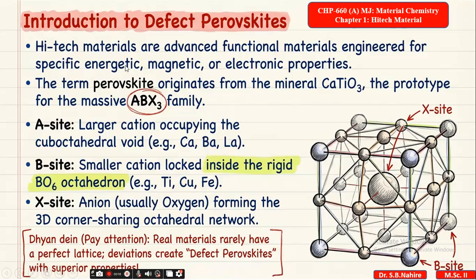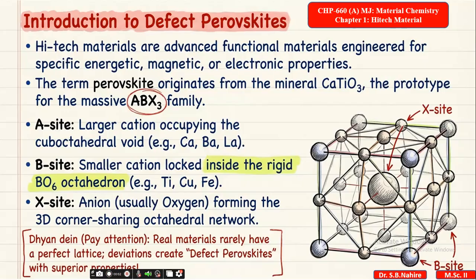First point, high-tech materials are advanced functional materials. This means these materials are specially designed for specific properties like energy-related applications, magnetic behavior or electronic conductivity. Next, the term perovskite comes from the mineral calcium titanate, CaTiO3. This structure is very important because it represents a large family of materials with general formula ABX3. Please focus on this ABX3 structure.